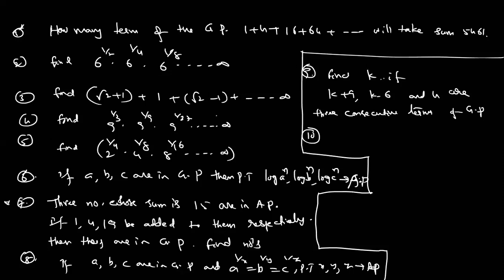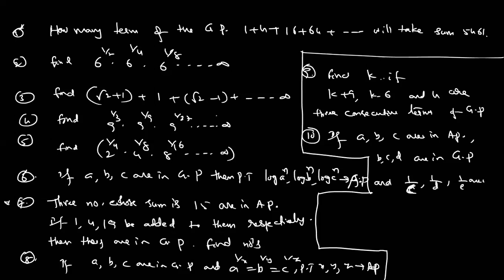Students, last question. If A, B, C are in AP, B, C, D are in GP, and 1 by C, 1 by D, 1 by E are in AP, then prove that A, C, E are in GP. That's the question.